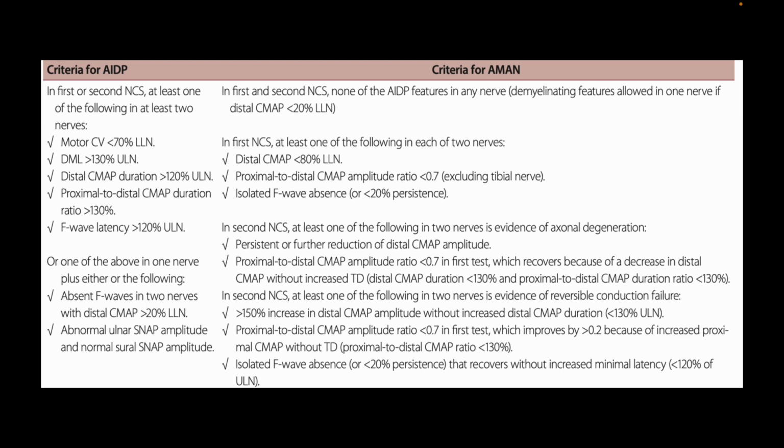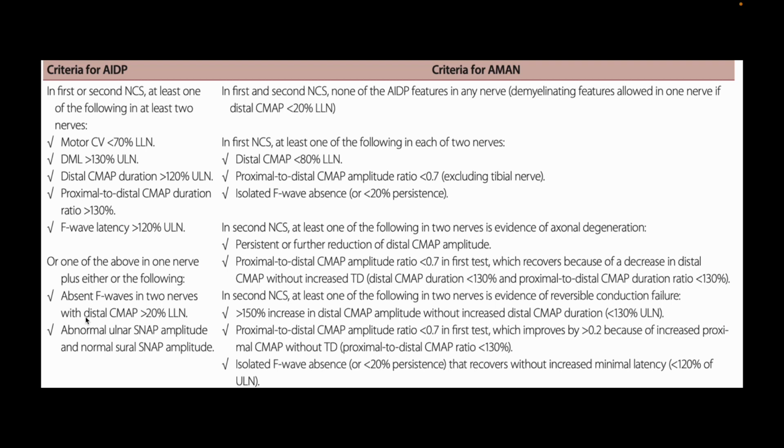The next is F wave latency, which has to be more than 120% of the upper limit of normal. F waves are late responses, as we have already discussed. They reflect the conduction time of the entire length of the nerve. A prolonged F wave latency indicates abnormal conduction, especially in the proximal segments. So we should see at least one of the following features in two nerve segments, which will signify demyelination, or one of the above plus any of these features.